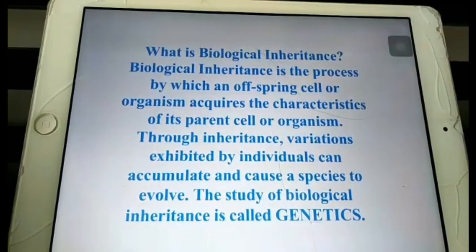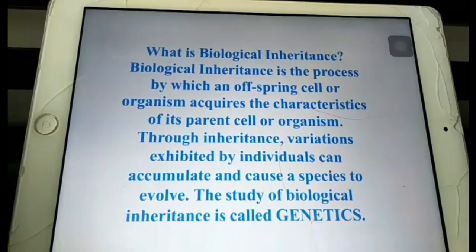Okay, so first of all we will talk about biological inheritance. What does biological inheritance mean? Biological inheritance is the process by which an offspring cell or organism acquires the characteristics of its parent cell or organism. Whatever specific alleles or character genes are carried by the parents are going to be transferred to their offspring, generally or specifically and in a specific ratio.